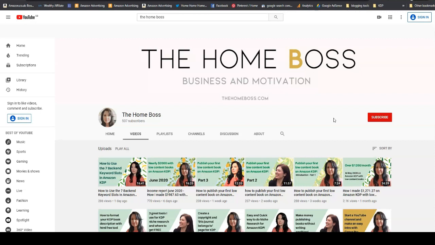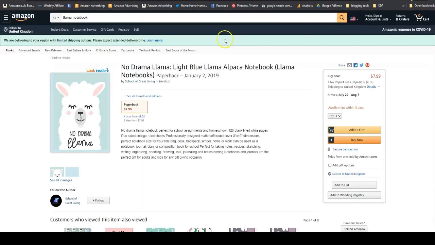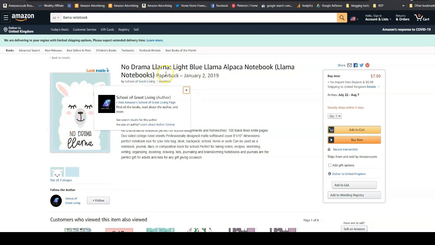So let's have a look at some examples, and I'm going to look at a very popular niche, which is the Llama niche. So here we have a Llama notebook. I typed in Llama notebook, and this is a lovely example of a nice cover, No Drama Llama. What can I say? So they have the title on the front of the cover, and it's okay, it's not covering anything important. And what have they done with the subtitle? So they called the title No Drama Llama.